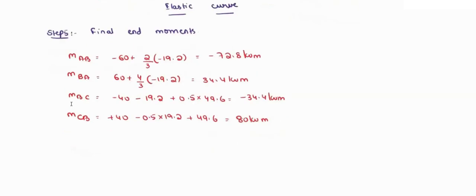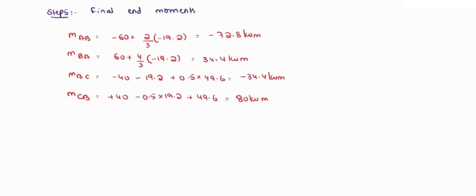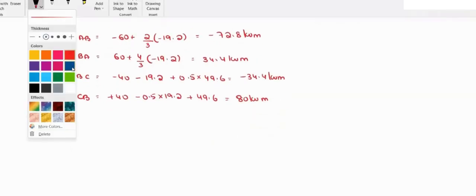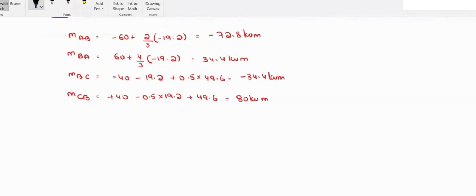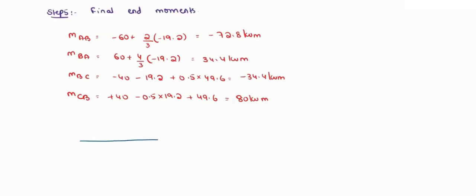So after getting these final end moments, we are going to draw the free body diagram. So what is your free body diagram? So free body diagram will be equal to, so this is AB span, this is BC span, and next will be your CD span.